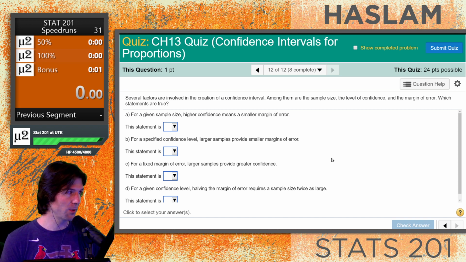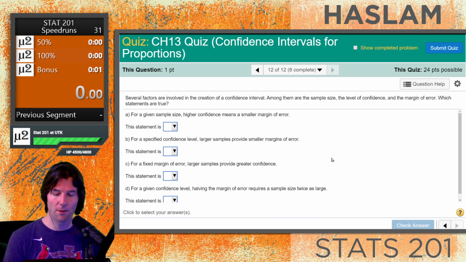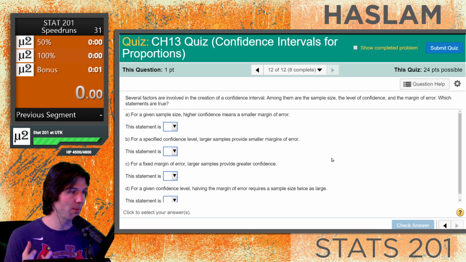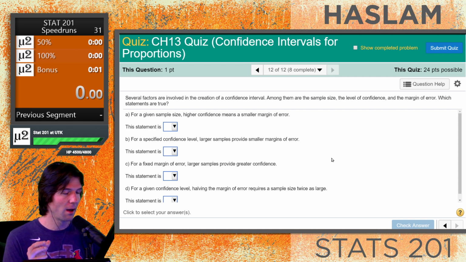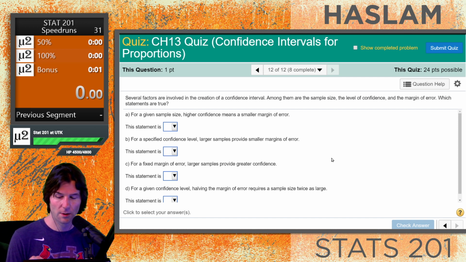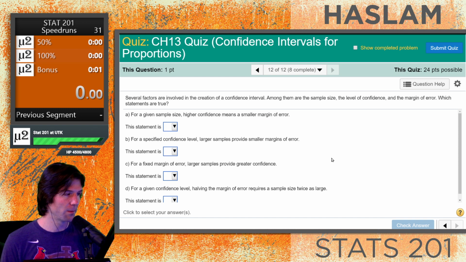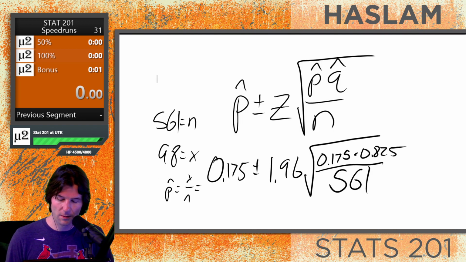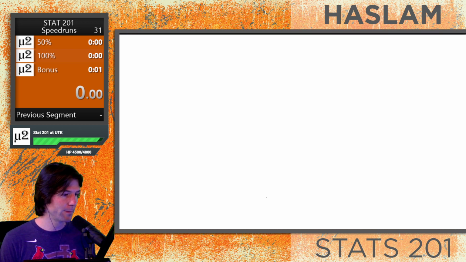For a given sample size, higher confidence means a smaller margin of error. For a given sample size, like if you keep the sample size the same, higher confidence means a smaller margin of error. So all we're going to do in the equation right now is change the z. So let's look at the equation.